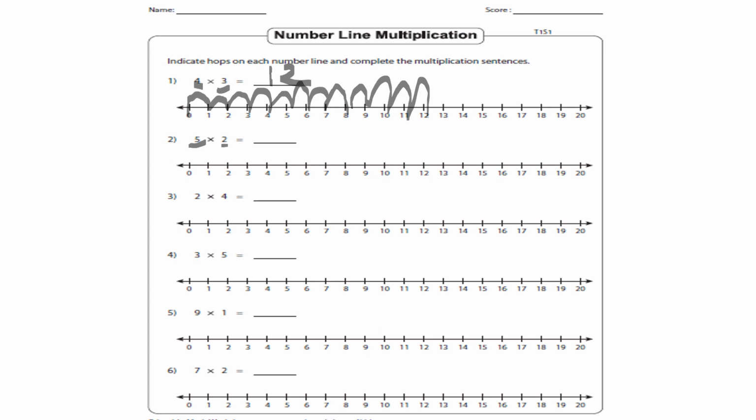2 times. 1, 2, 3, 4, 5. One time. 1, 2, 3, 4, 5. 2 times. Where do we reach? 10. So 5 twos are 10. Alright. Now let's start with the next question.